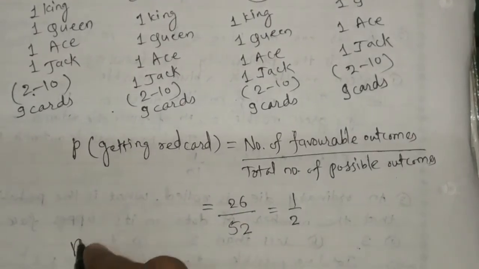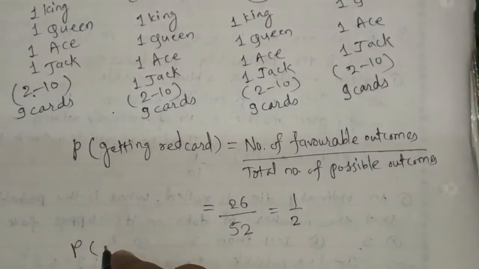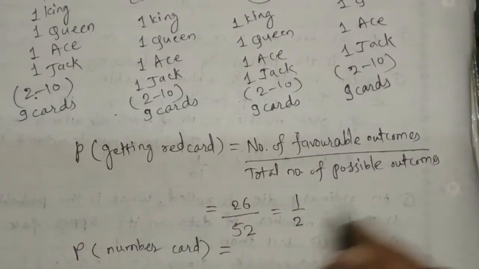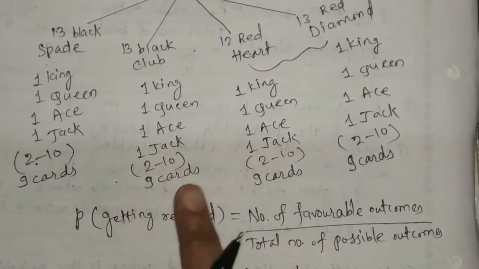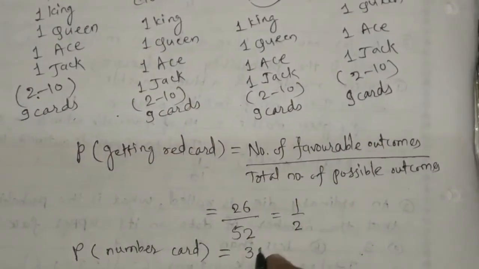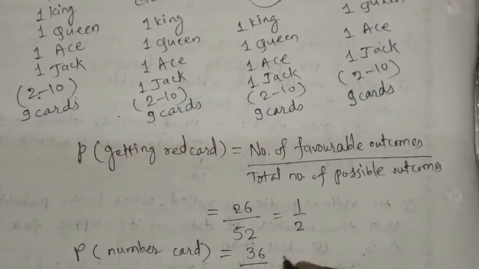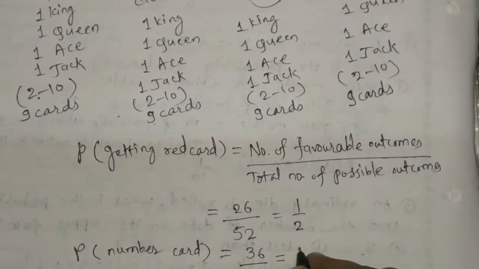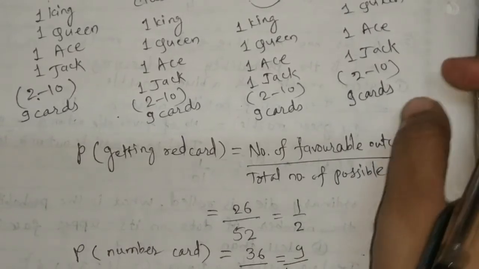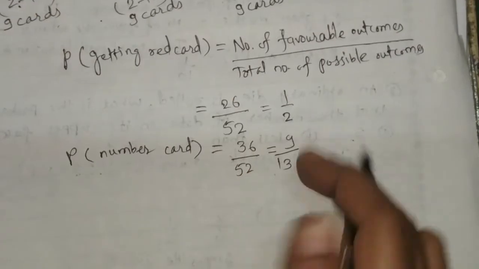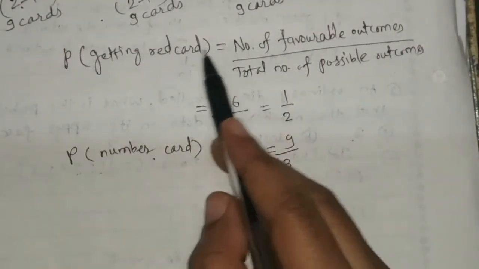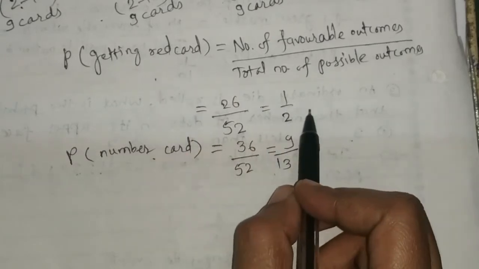Now we'll find out the probability of a number card. You see here are the 9 cards, 9, 9 and 9, total 36 favorable cards. So 36 out of 52. Reducing it, we get 9 by 13, which is the probability of getting a numbered card, and the probability of getting a red card is 1 by 2.